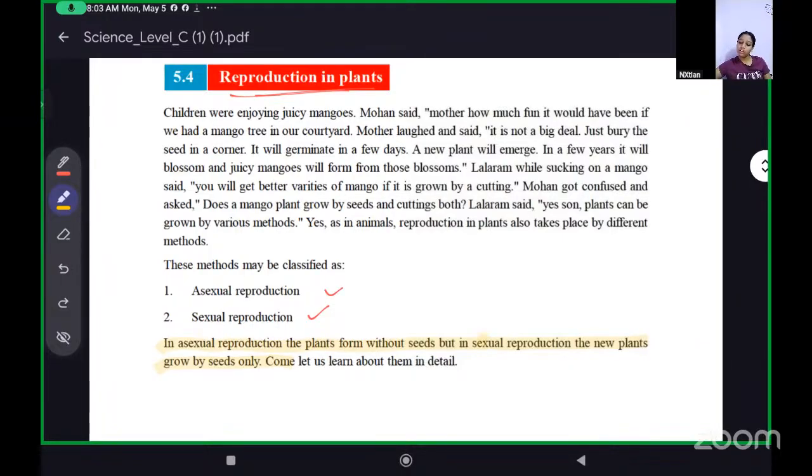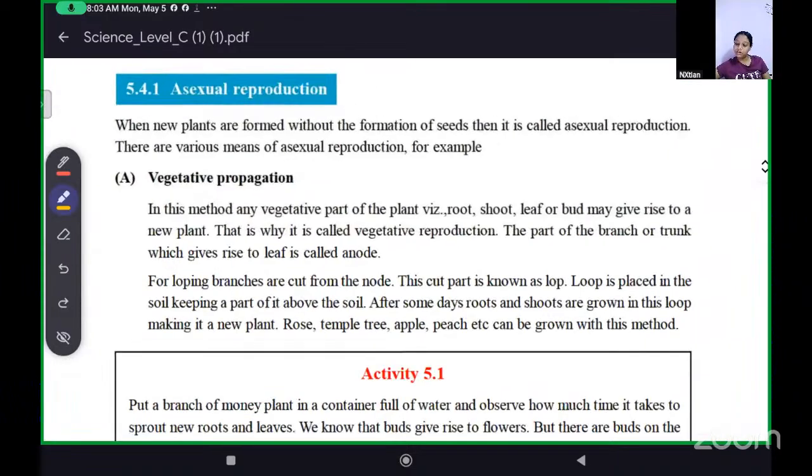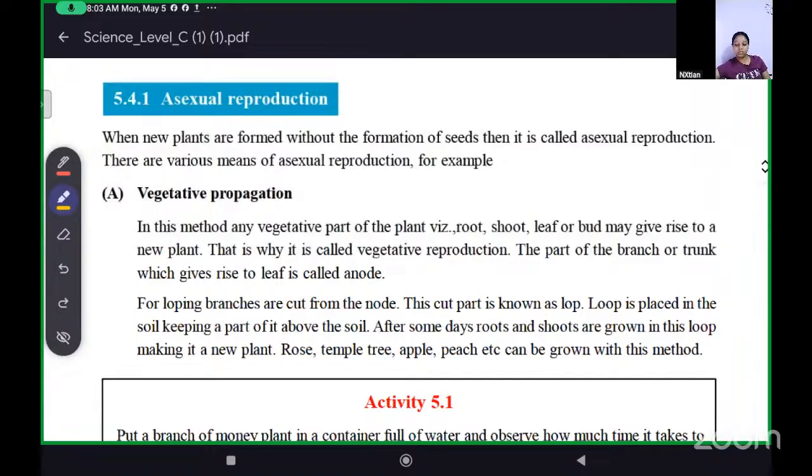Now, moving forward, we have the modes of asexual reproduction in plants. First is vegetative propagation. Vegetative propagation is when a new plant is born through any part of the plant. In this method, any vegetative part of the plant, like root, shoot, leaf, or bud, may give rise to a new plant. That is why it is called vegetative propagation or vegetative reproduction.